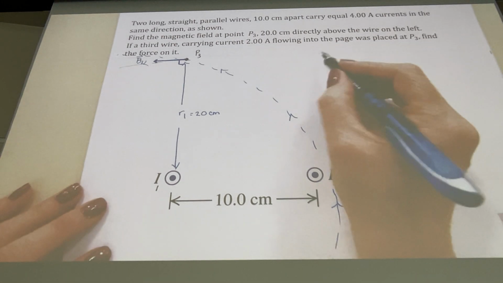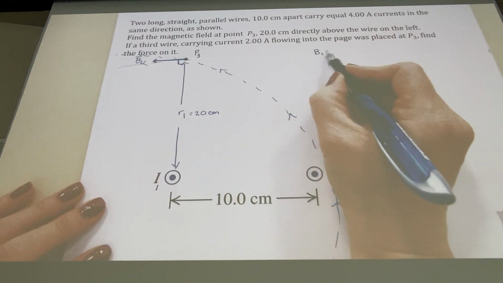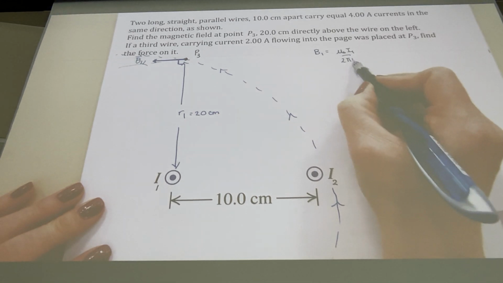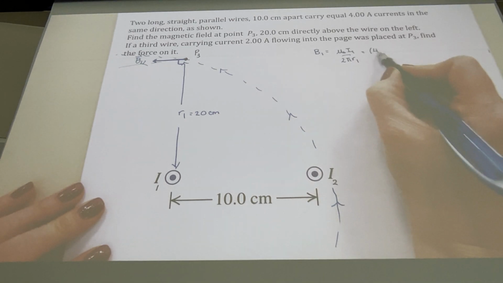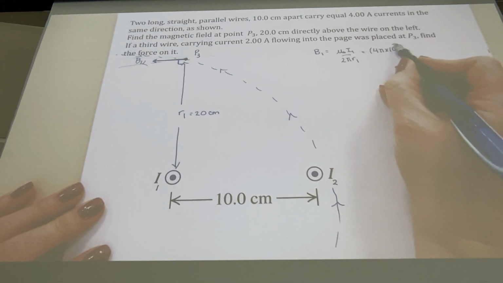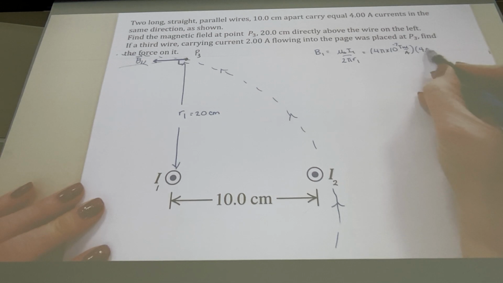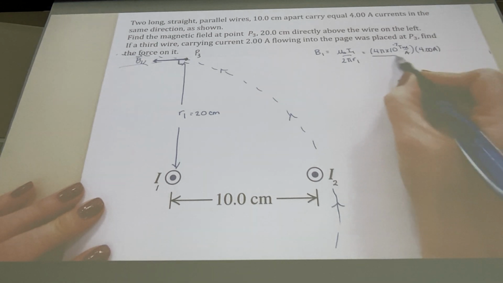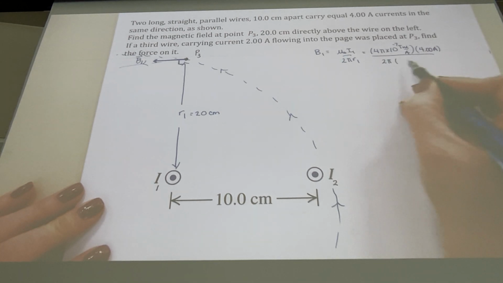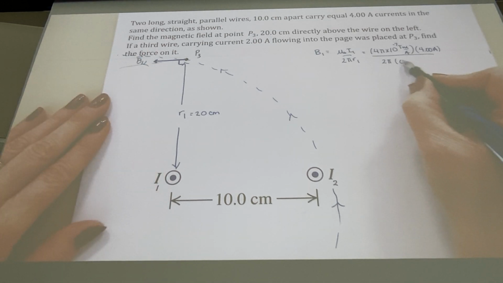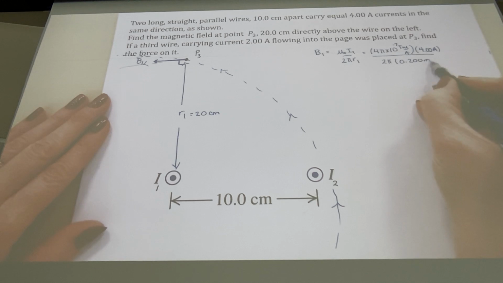So my B1 has a magnitude of mu naught times I1 over 2 times pi times R1. Mu naught is 4 pi times 10 to the minus 7 Tesla meters over amps. I1 is 4 amps. Divide that by 2 pi. R1 is the distance between the wire and the point. That's 20 centimeters, 0.2 meters.